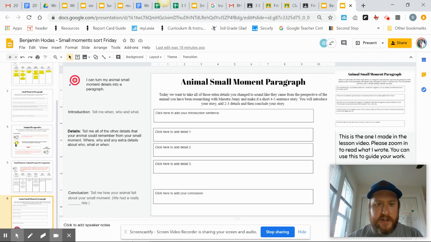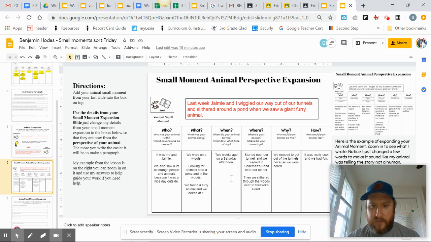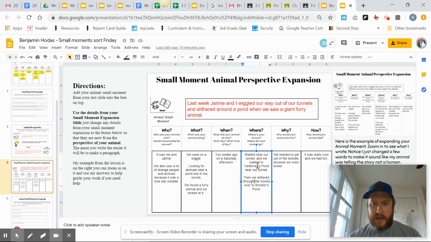First thing, we're going to want to do an introduction. So tell me when, who, and what you're doing. We're going to introduce the topic. So let's go to our details. When, where, or who. So it was 2 weeks ago on a Saturday afternoon, and we went for a wiggle because we're worms, remember? We're not walking, we are wiggling. Near our home, and it was me and Jamie.